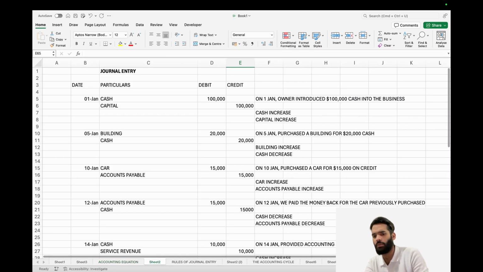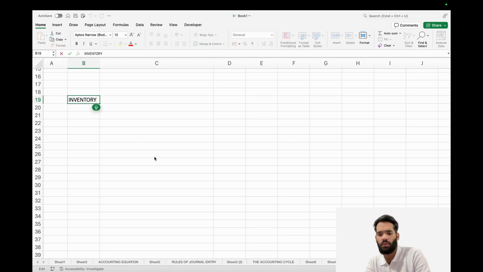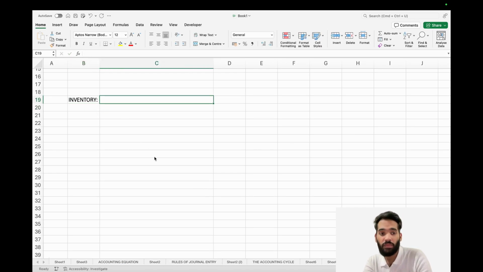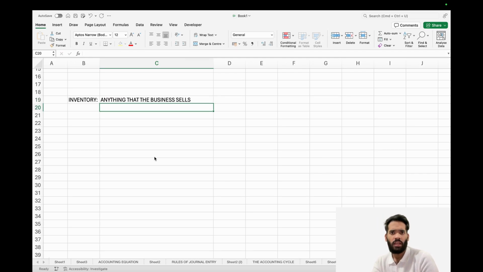Okay, so we haven't talked about inventory. So in this case, let me explain again here. Inventory basically refers to anything that the business sells. So for example, if I have a business of selling calculators, calculators are inventory for me. If I have a business of selling cars, cars are inventory for me. So inventory is whatever you have a business of selling.